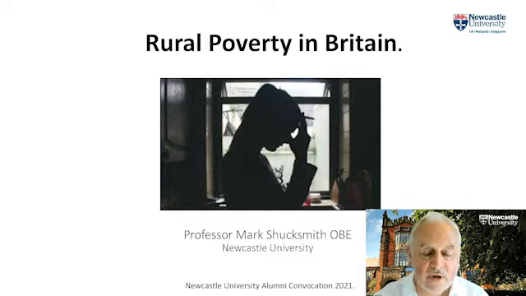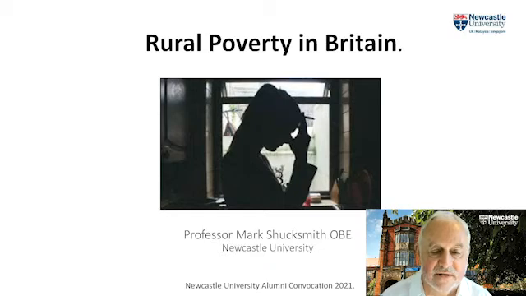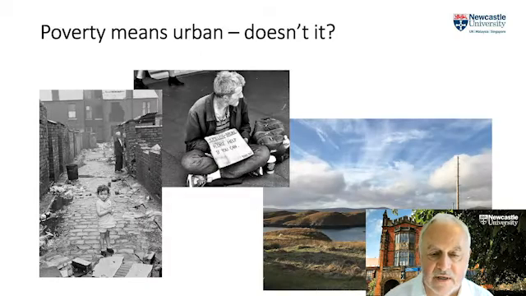People are often very surprised to find that anybody's interested in researching rural poverty, because in Britain, most people think about poverty being an urban phenomenon. They say poverty means urban, doesn't it? And they conjure up pictures like the ones in these slides. Most of the pictures you tend to see of rural areas on the TV don't even have people in at all. They're just beautiful landscapes. They're picturesque, they're idyllic. How could it possibly contain poverty?